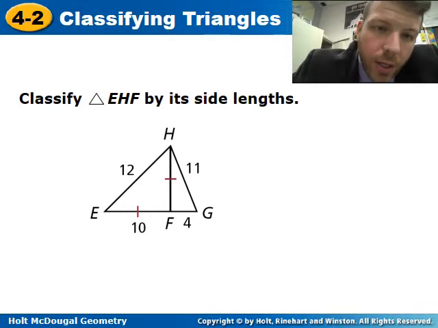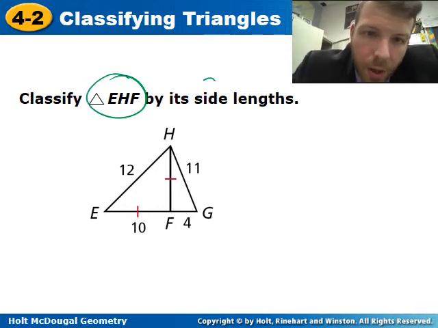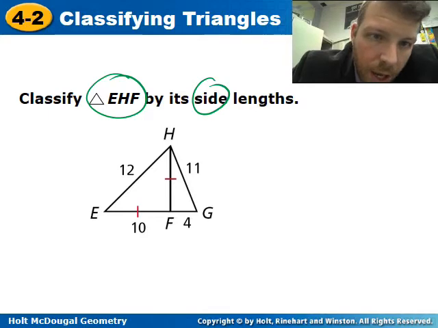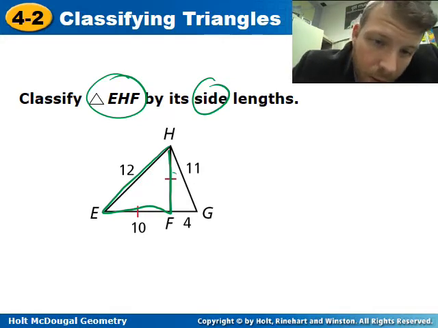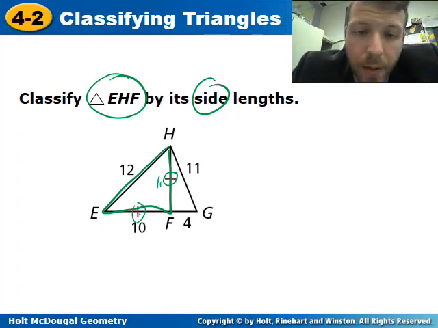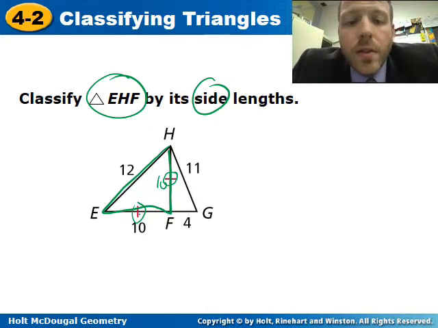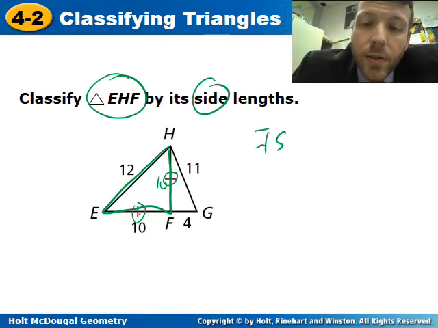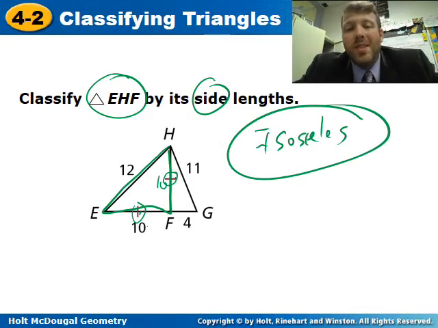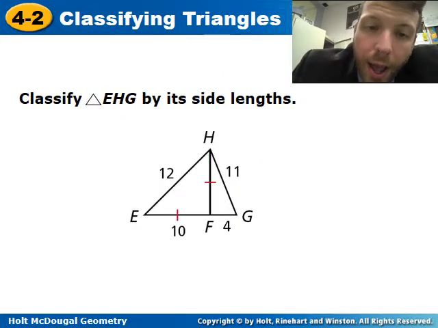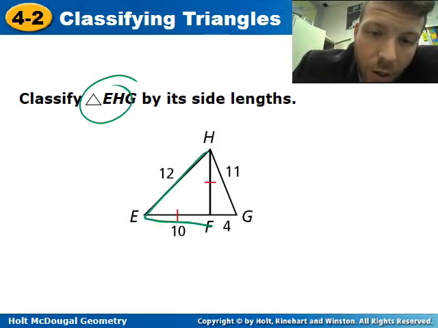Okay, so when I look at this, I'm looking for this particular triangle, and we're classifying it by its side lengths. So EHF. EHF is this triangle right here. We look at these little slash marks and we notice that these sides are congruent. Well, that means that this has to be 10 then. And since it's 10, we can call this isosceles because at least 2 sides, 10 and 10, are congruent. So this one's isosceles.